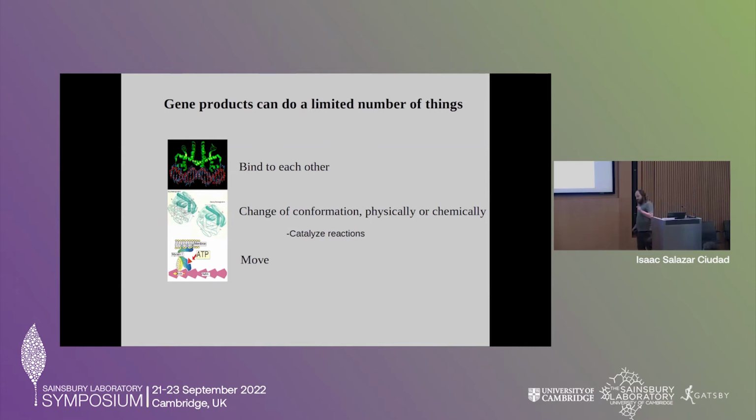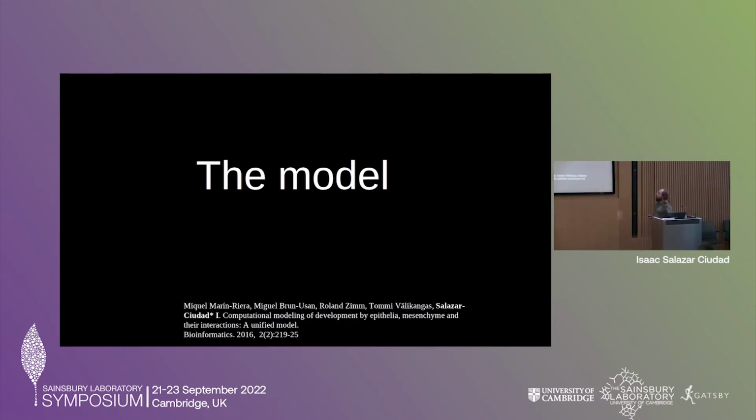So the trick is that if you can implement to some extent all those things that cells can do and all those things that molecules can do, then you have, at least as a proxy, a model of development. And that's what we actually have. This is the model. It's called Embryo Maker.